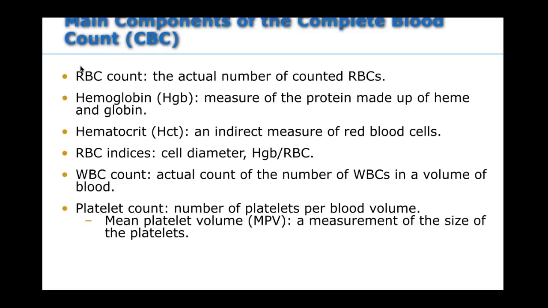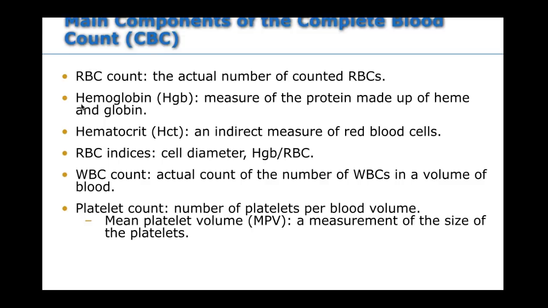All right, talking about a CBC. These are your parts. We talked about the RBC count, the hemoglobin and hematocrit. You'll hear H and H. We always want to know what the H and H is. That might indicate that we need a blood transfusion if the hemoglobin's too low.